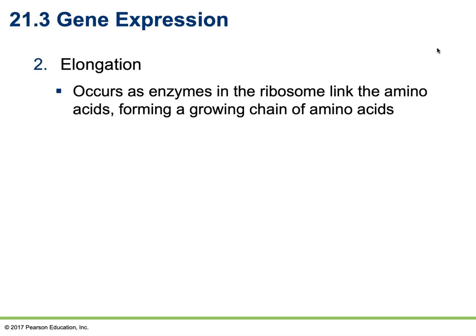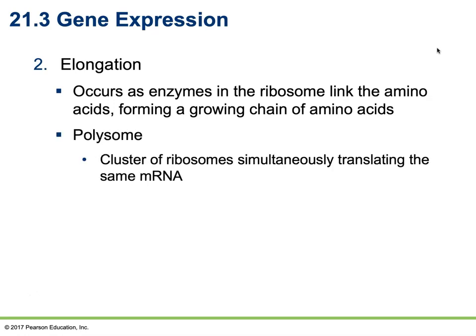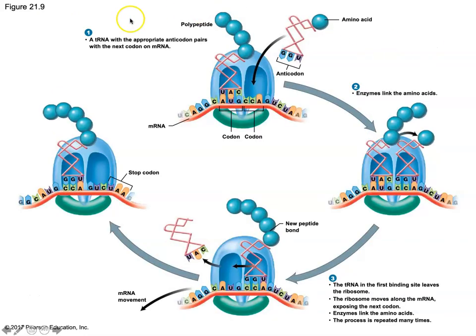Elongation occurs as the enzymes in the ribosome link the amino acids together. It's going to form a growing chain of amino acids. A polysome is a cluster of ribosomes simultaneously translating the same RNA strand at the same time. So this is a little bit of what that looks like. As an anticodon pairs with a codon, that amino acid is going to be released.